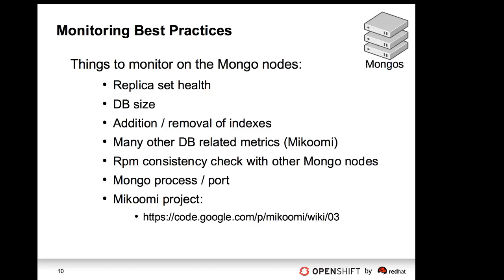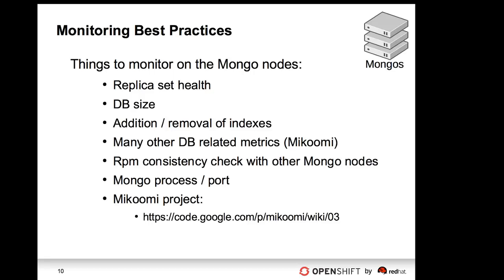And then there's a whole list of other database-related metrics. There's an open source project out there called Mikumi, and what it does is it gives you a Zabbix template and items and triggers and all the different things that you would need to monitor Mongo, and it also gives you scripts that will fill in those values from Mongo. And so we actually use Mikumi to monitor our Mongo nodes, and we really like it quite a bit.